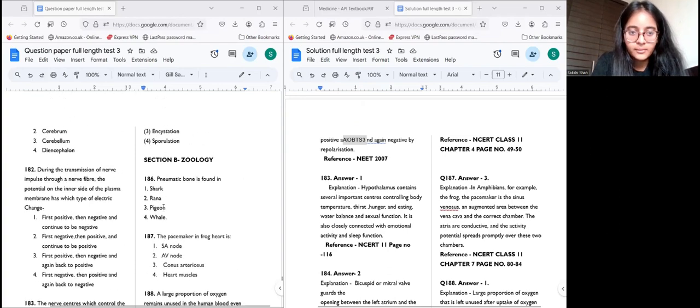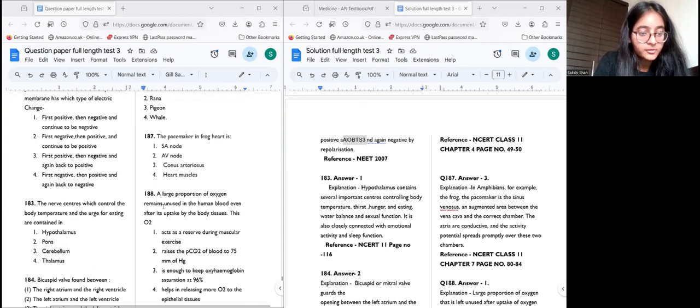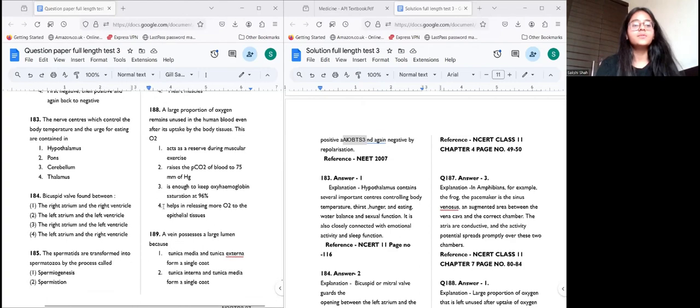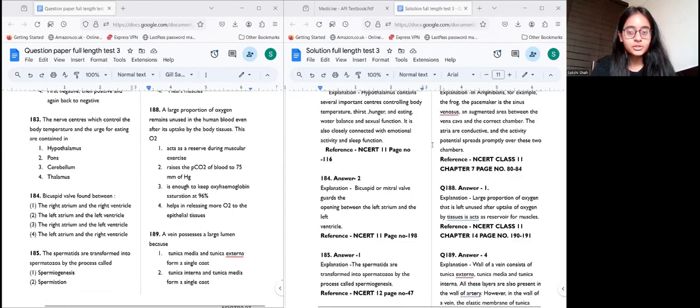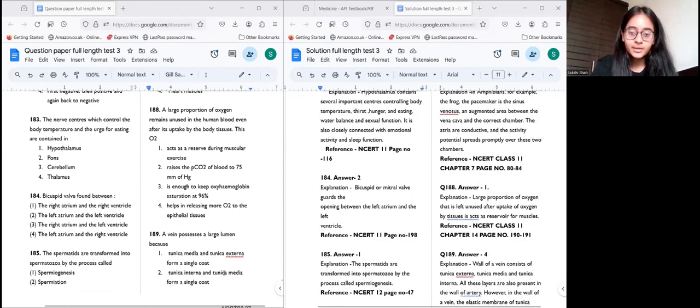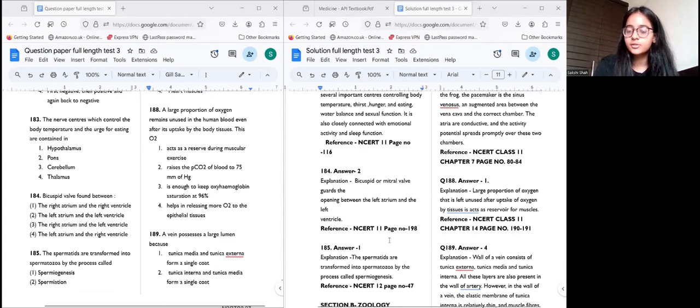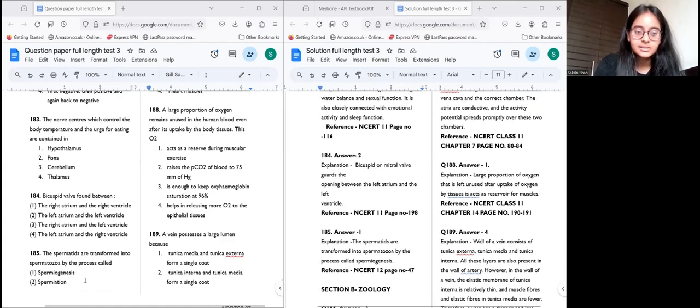For the 185th question, spermatids are transformed into spermatozoa by the process of, can you all guess? Is it spermatogenesis? Spermatogenesis is the formation of sperms, right? Is it spermiogenesis? The answer is spermiogenesis, because spermatids are transformed into spermatozoa by a process called spermiogenesis. Spermiation is not the correct answer for this.